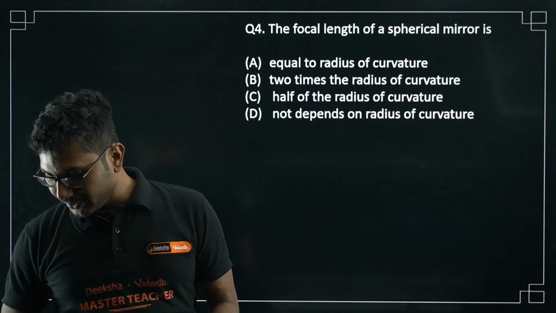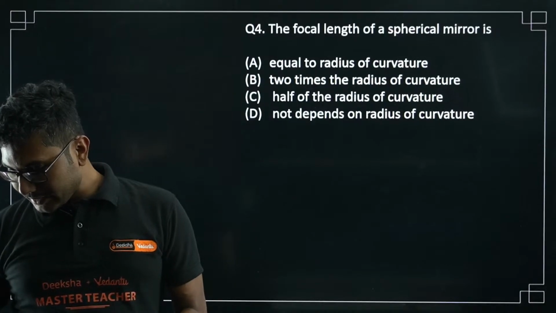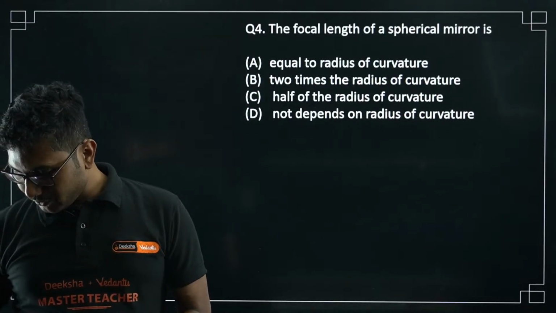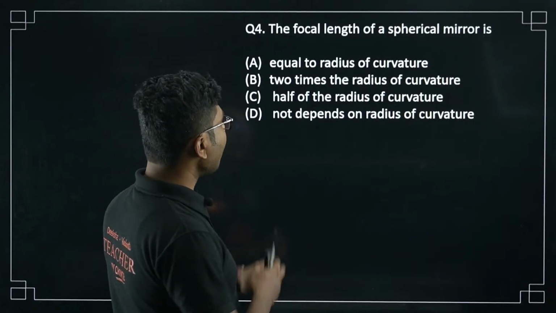4C, Srinivas is saying 4B, Yashashwini is saying 4C, Maddie is saying 4C, Shagupta 4C, Navyashri 4C, Vikas 4C. So what is 4C? Half of the radius of curvature.